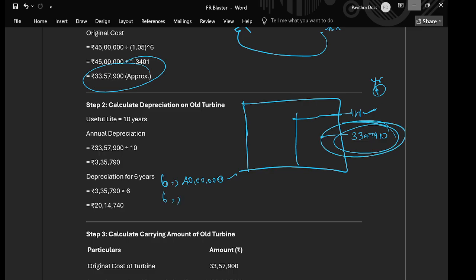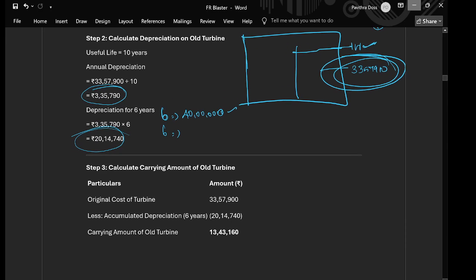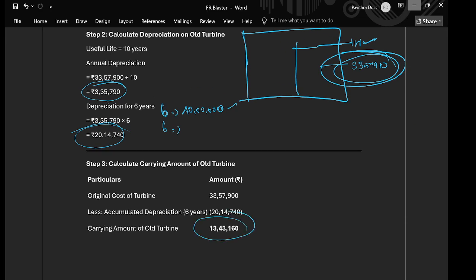We know that the life of the entire thing is 10 years only, so that also is 10 years only. So 33,57,900 divided by 10. For 1 year, the depreciation is 3,35,790, and for 6 years, the depreciation is going to be 20,14,740. And now, if we arrive at the carrying value, it is going to be 13 lakh 43,160. This is included in this.